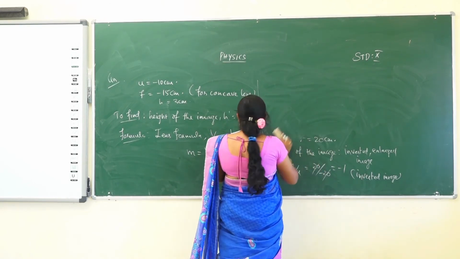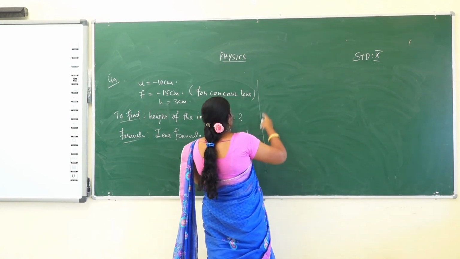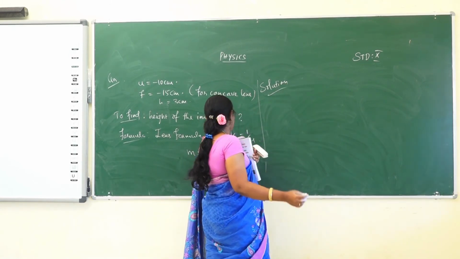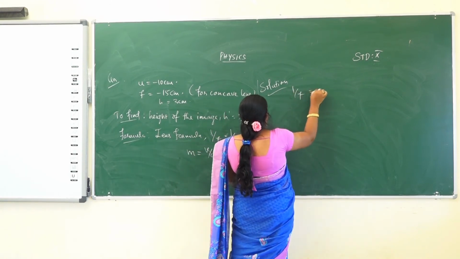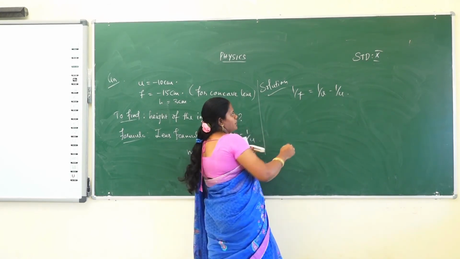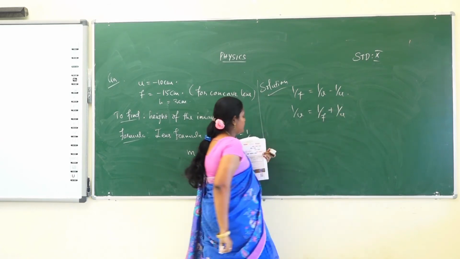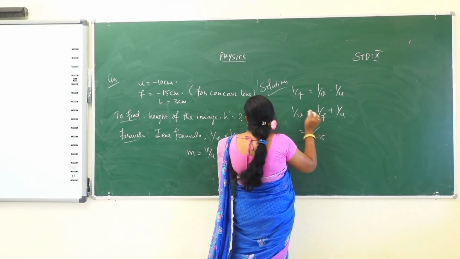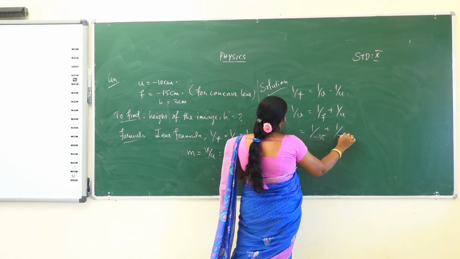First calculate the V value. What is the V value? That is the image distance. How will you calculate? By using the lens formula, 1 by F is equal to 1 by V minus 1 by U. We want V only, so easily find out the V value. That is 1 by V is equal to 1 by F plus 1 by U. Substitute the F value and the U value. The F value is minus 15 and the U value is minus 10.